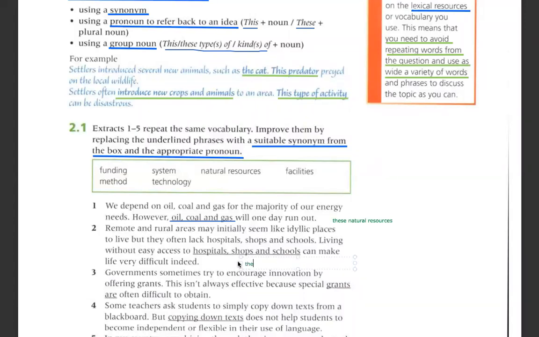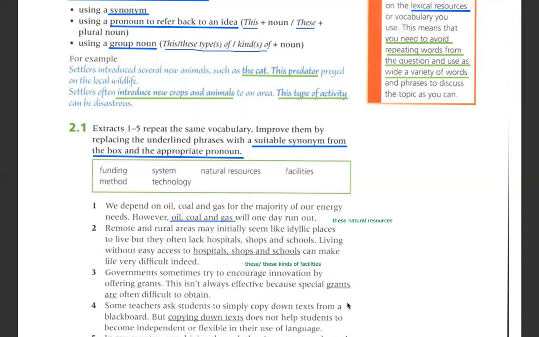Okay, great. We could use these, or if you want to say these kinds of, that would be fine as well. And then the synonym is facilities. If you don't know this word, please write it down. Right, let's go to number 3.